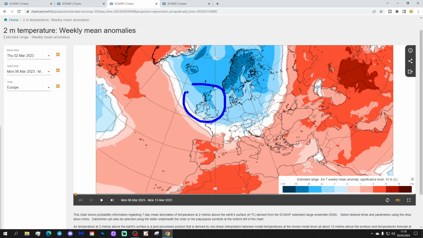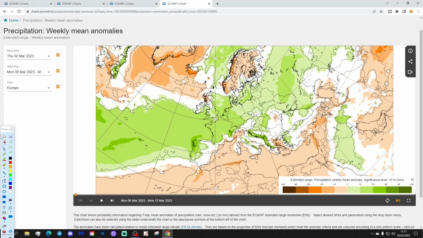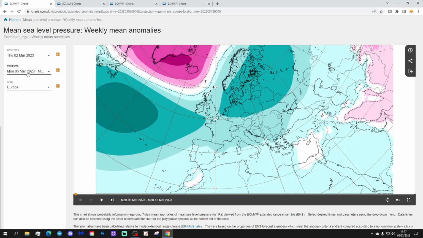Colder than average, that's for the UK and for Ireland too. Very cold up over Scandi, by the way. Hello to all of you watching from Scandi. Temperature anomaly for northern parts of the UK is around 3 to 6 degrees below average. It's up to 10 degrees below average over Scandinavia. Very cold week next week. And the precipitation anomaly is a bit on the wet side, especially for more southern and eastern areas. And as we're colder than average, there will be a risk of snow with that.